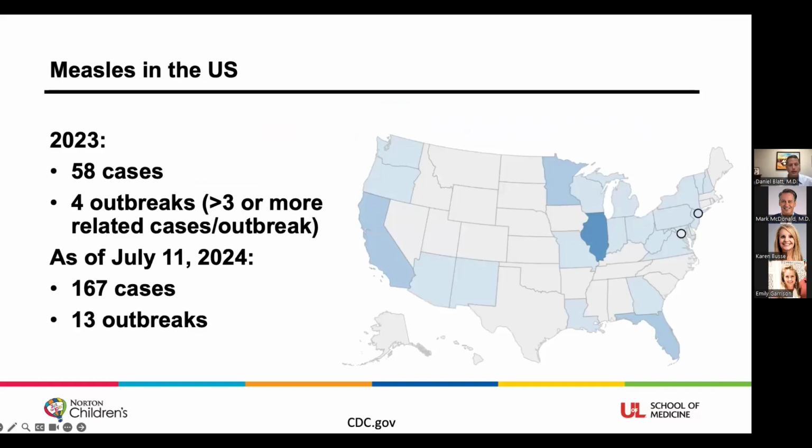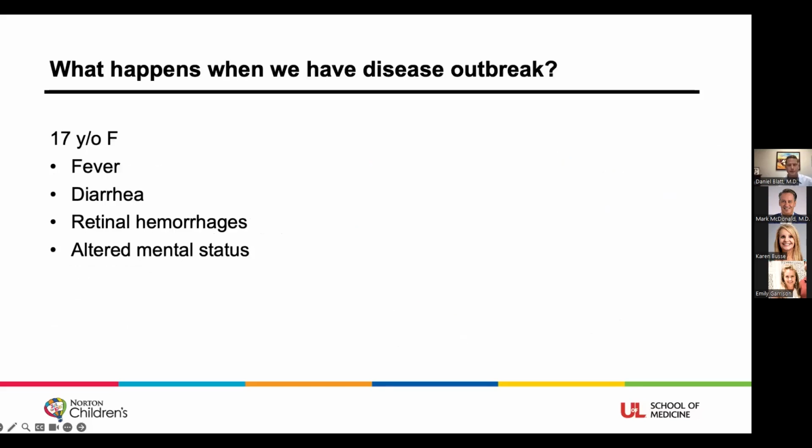In 2023, we saw 58 cases of measles in the United States, with 4 instances of outbreaks. But as of July 11th, 2024, there's already been 167 cases and 13 outbreaks in 23 different states. So a huge rise compared to last year. This is a direct result of poor vaccination rates. So what happens when there's a disease outbreak? This is a global health discussion, so I want to take a look at a global health situation, but it may translate pretty well to the US in certain instances.